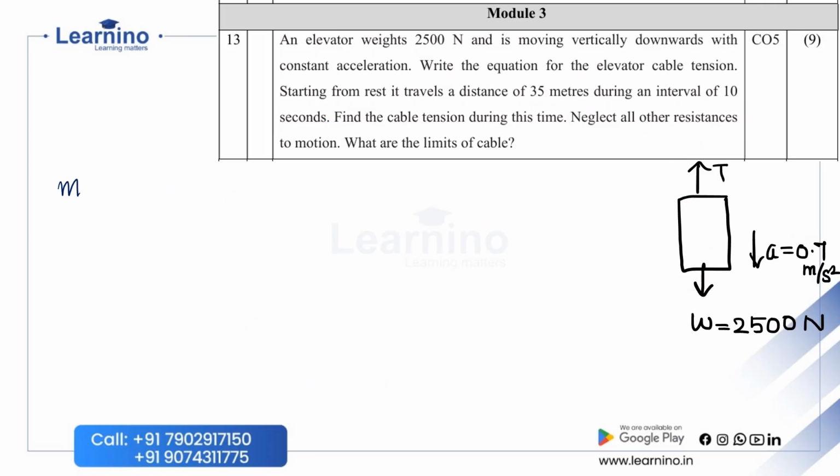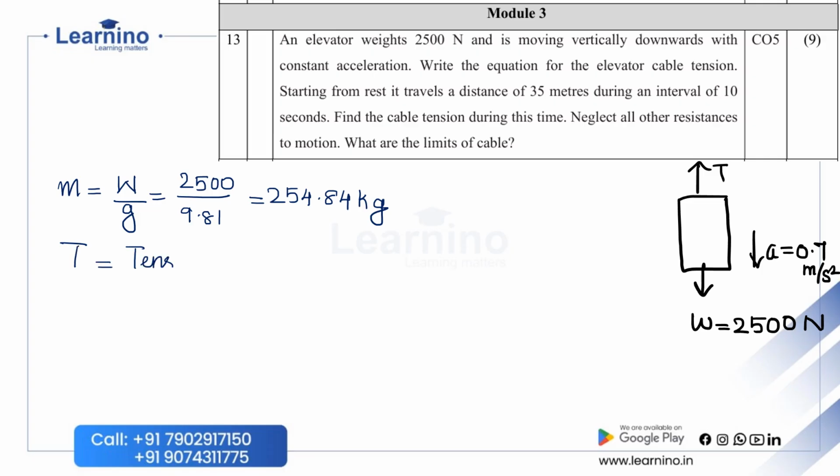Mass m can be calculated as weight divided by acceleration due to gravity, W by g, that is equal to 2500 divided by 9.81, and you will get 254.84 kilogram as the mass. Okay, and what is my tension T? That is the tension in the cable. Next, what do I need to do?